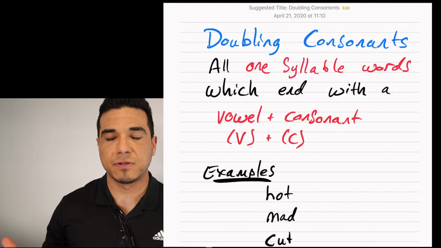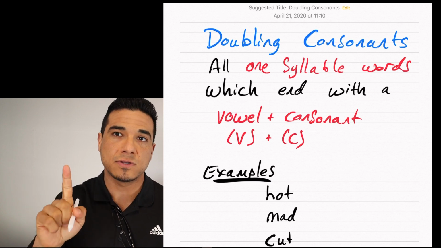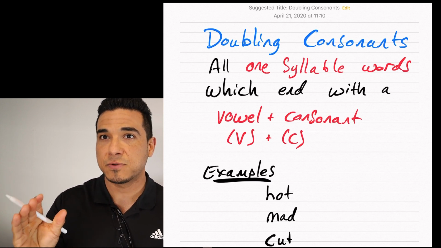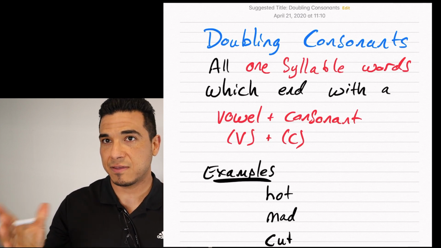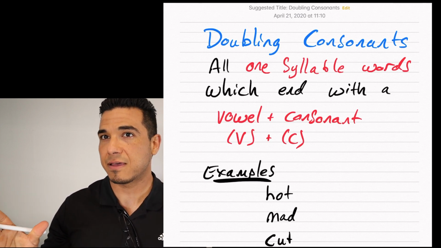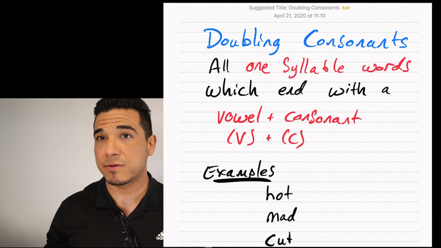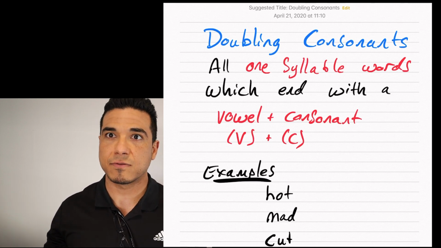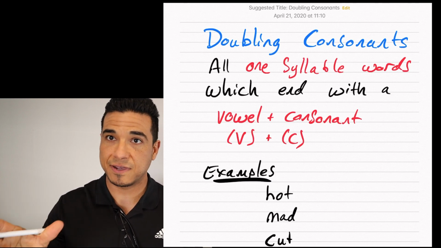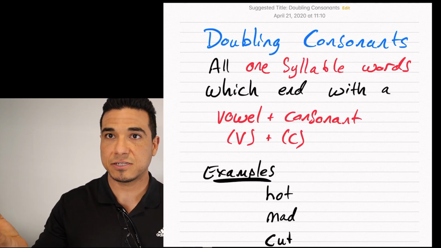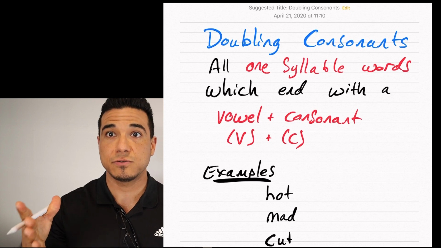So the rule's pretty simple. If your word is one syllable and it ends with a vowel followed by a consonant, what you would end up doing if you were to attach anything to the end of that word, whether you're making it comparative like ER or making it a verb by adding ing and so on, you would need to double the final consonant and then attach whatever it is you're trying to attach to that word.